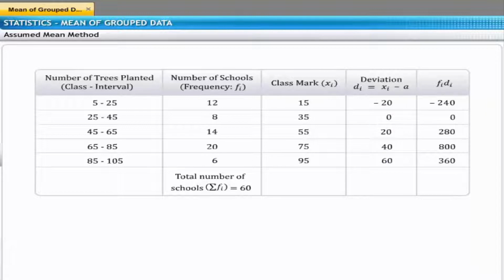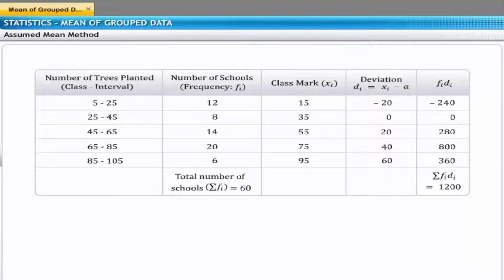Next, we'll find the sum of the products of the frequencies and the deviations from the assumed mean for all the class intervals. This sum is represented by the Greek symbol sigma and read as summation. In this case, this sum, summation fi di, is equal to 1200. Now, let us see how we can use this value to find the mean of the given grouped data.